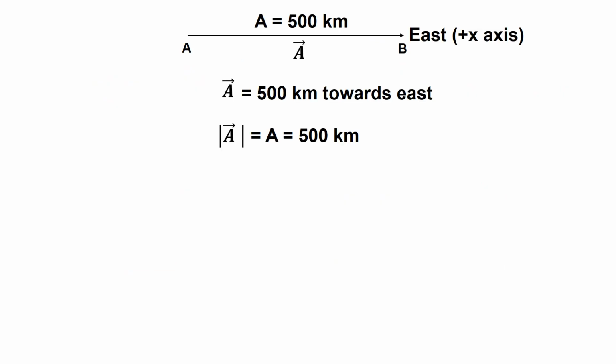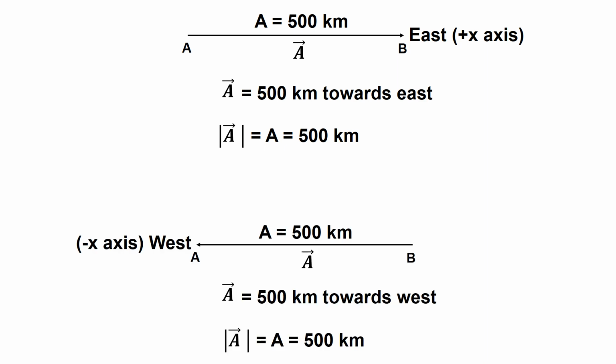Let us take a displacement vector in the positive x-axis or towards the east. The vector is represented as 500 kilometers towards the east. The length of the vector or magnitude is 500 kilometers. Now, let us look at the second displacement vector. In this case, the vector is pointing west or in the negative x-axis. The vector can be represented as 500 km towards the west. The magnitude is 500 kilometers. It should be noted that both cases have the same magnitude.